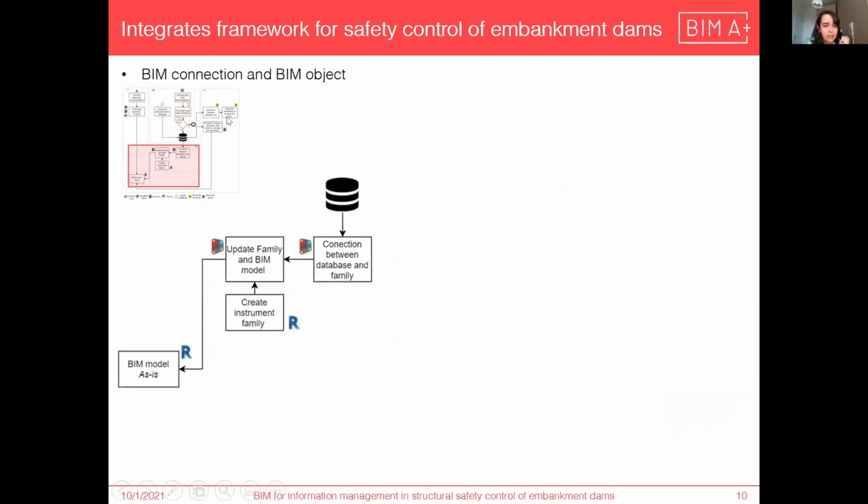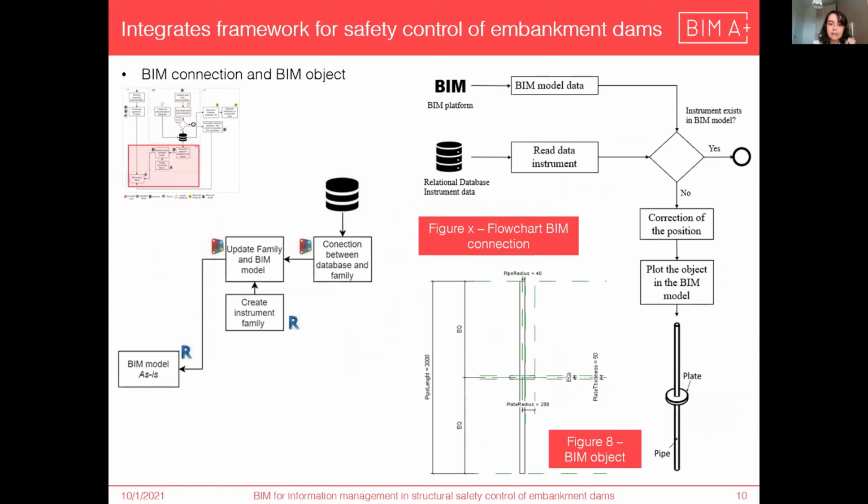So the third part is the connection of the database with the BIM model. For that, you create a family like that. This has not just the geometrical information, but also non-geometrical information. To plot the position of the instrument in a BIM model, you take the information from the BIM model, take information from the database, and compare if this instrument exists or not in the BIM. If it exists, you don't plot. If it does not exist, this instrument is plotted in the BIM model.